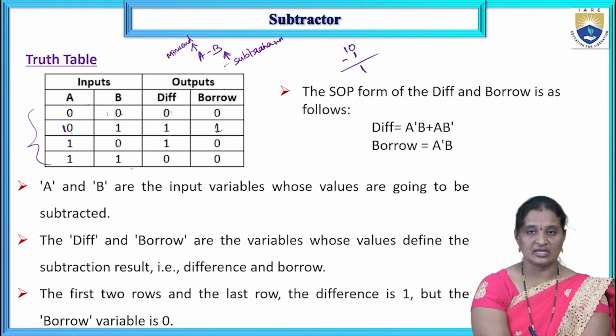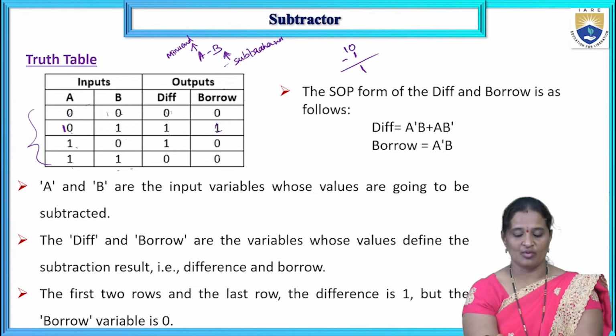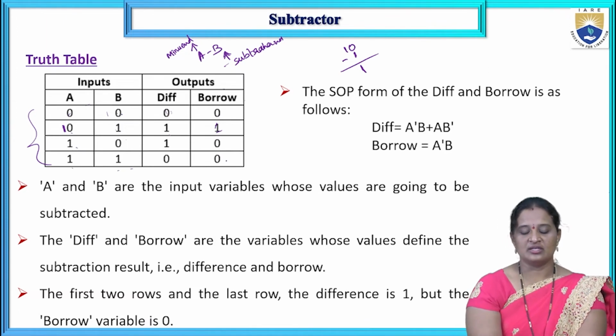Now coming to 1 minus 0, it is possible. I am subtracting 0 from 1. So difference is 1 and borrow is 0. And 1 minus 1. So 1 minus 1 is difference 0 and borrow is 0. We are not taking any borrow. So that is why borrow output is considered to be 0. So now this is the truth table.